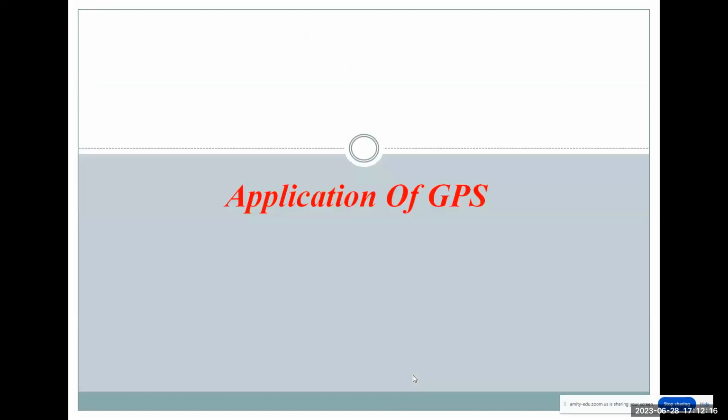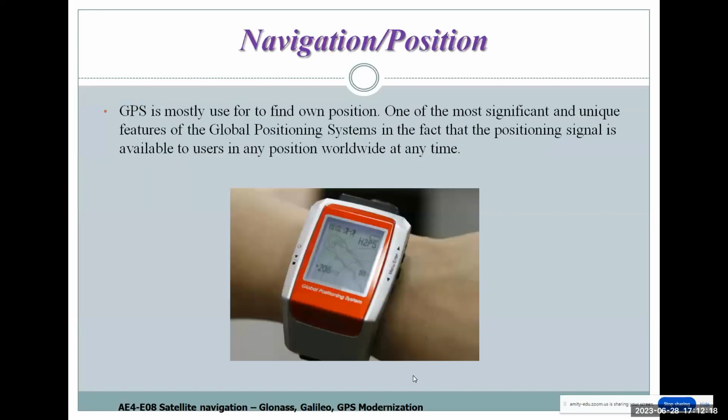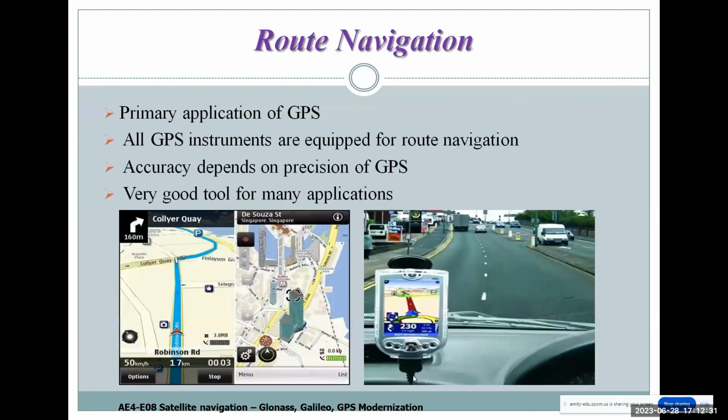So there are n number of applications of the GPS. The first one is navigation and positioning. With the help of the GPS we can navigate or identify the position of any object. Then there is route navigation through the GPS. Some route navigation absolutely depends on the precision of the GPS.